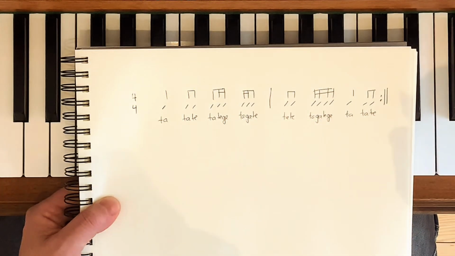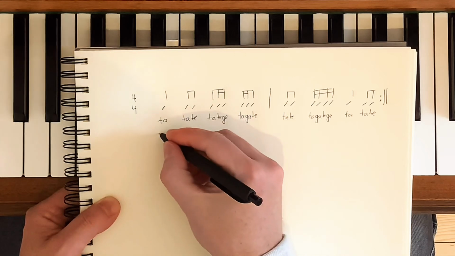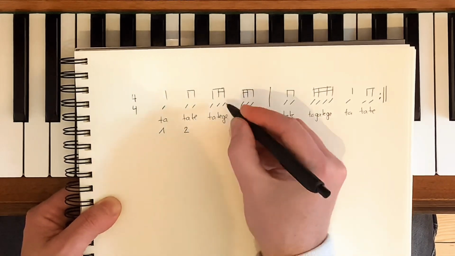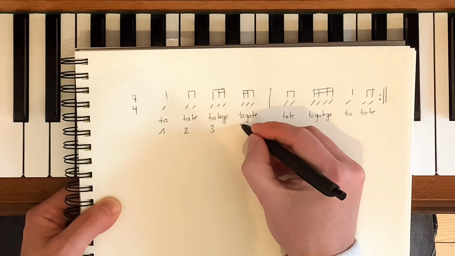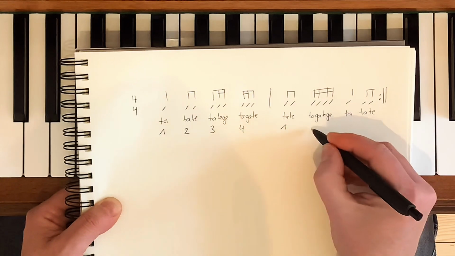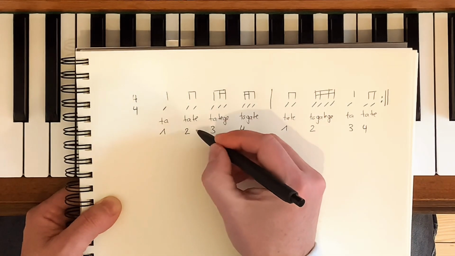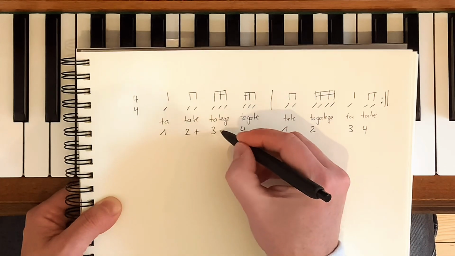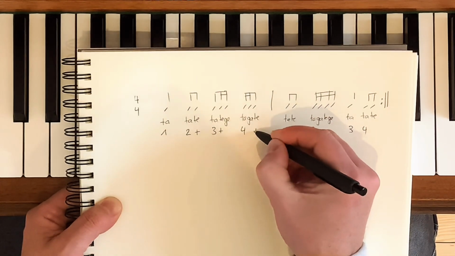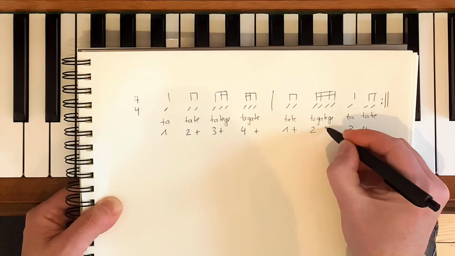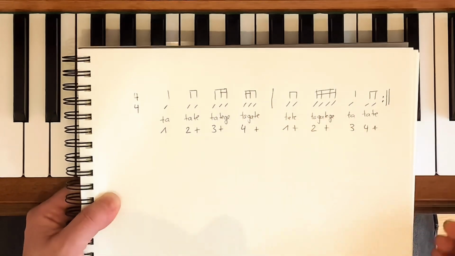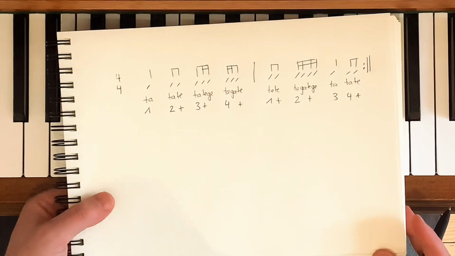And where the ta is, we have our beat. Here is 1, 2, 3, 4, very simple. And the te is always the and. Here is the and, here is the and, here, and here. Then it's very simple to count.